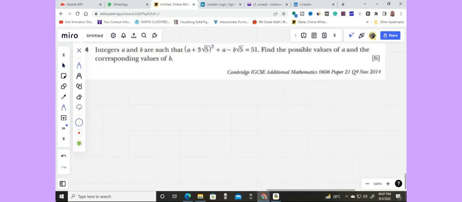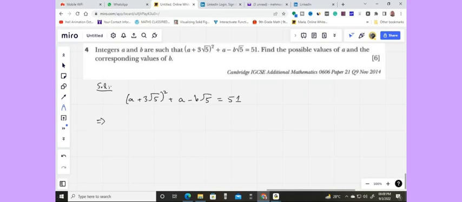Now here you see this is your irrational equation given to us. We'll try to give it a nice form. How are we going to give it a nice form? Just expand a plus 3 root 5 whole square by using your formula of a plus b whole square. You're going to use this formula. This is your algebraic identity.